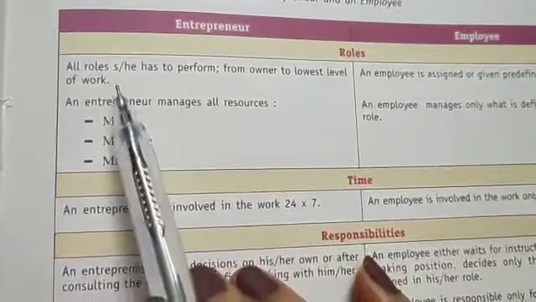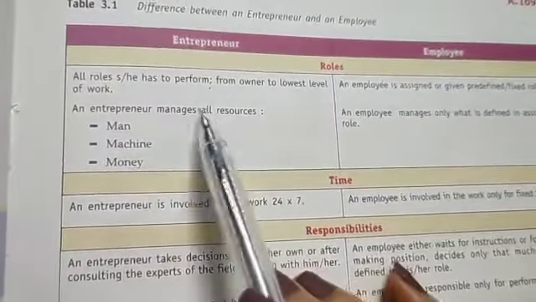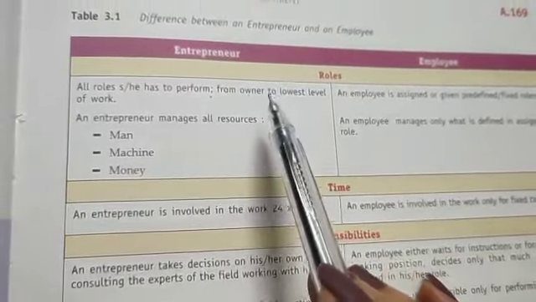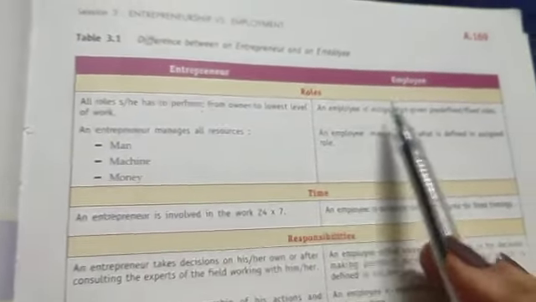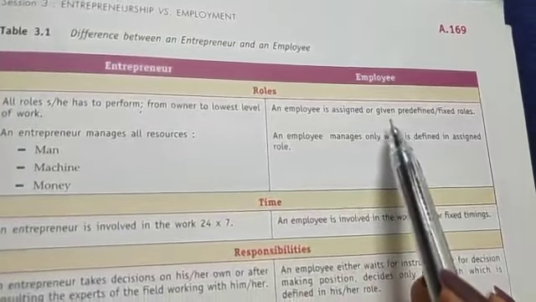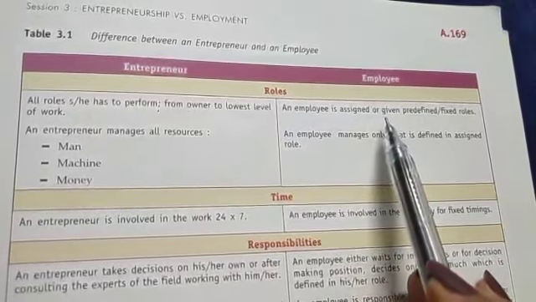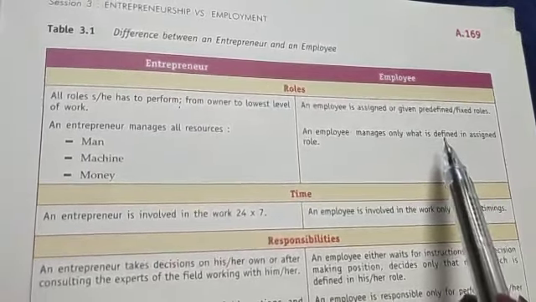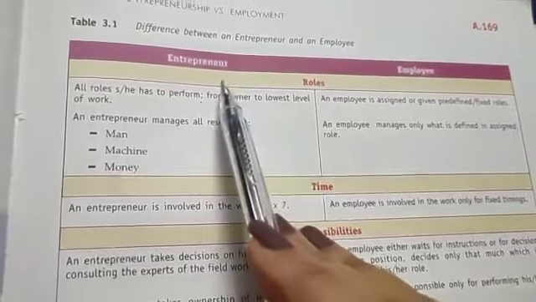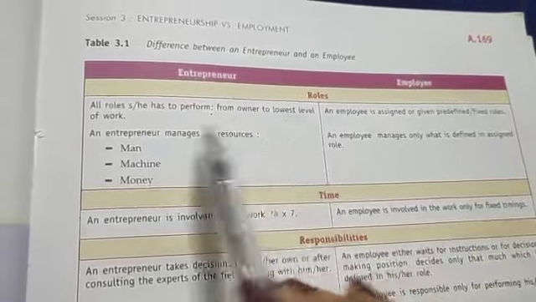The first difference between the entrepreneur and the employee is the roles they have to perform, from owner to the lowest level of work. The entrepreneur is responsible for doing each and every work, from the owner of the business to the lowest level. On the other hand, an employee is assigned a predefined, fixed role, and has to perform only that duty, not anything beyond it. But the entrepreneur, as the owner and main person of the business, has to perform all the roles from the owner to the lowest level.